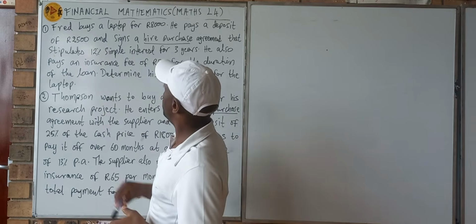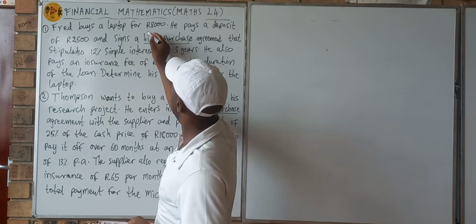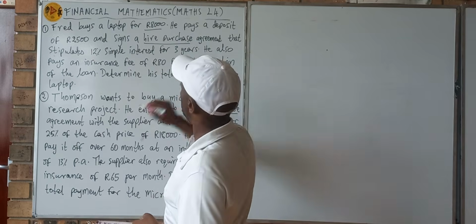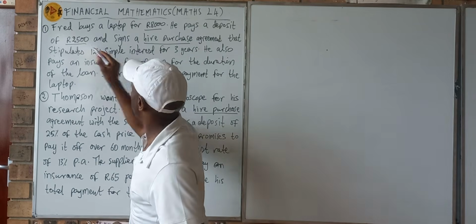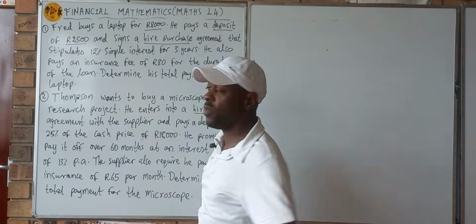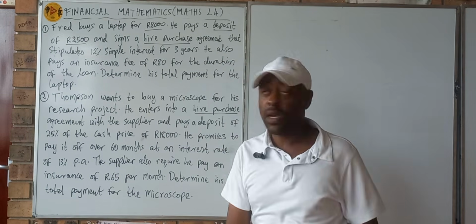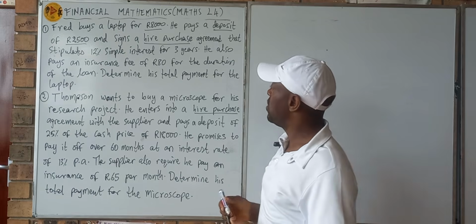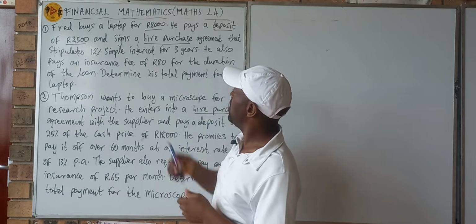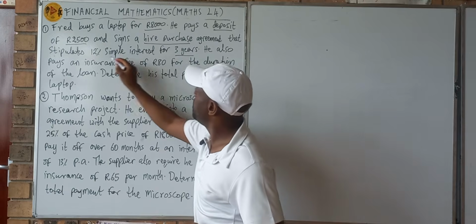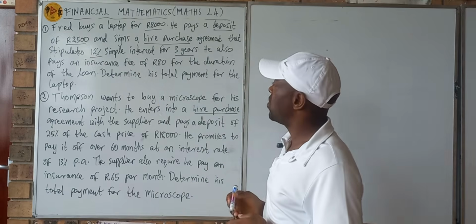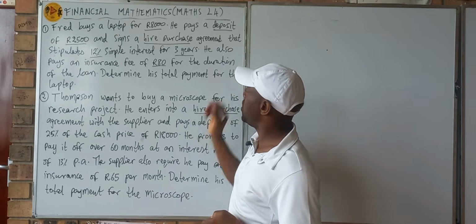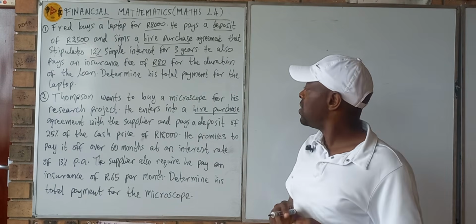It says Fred buys a laptop for 8,000. So this 8,000 is actually the cash price. He pays a deposit of 2,500. The fact is, they start telling you that he's paying a deposit, which means he didn't have the 8,000, and then signs a hire purchase agreement that stipulates 12% simple interest for 3 years. He also pays an insurance premium of 80 rands for the duration of the loan, determining his total payment for the laptop.